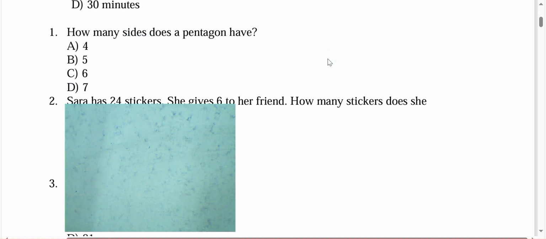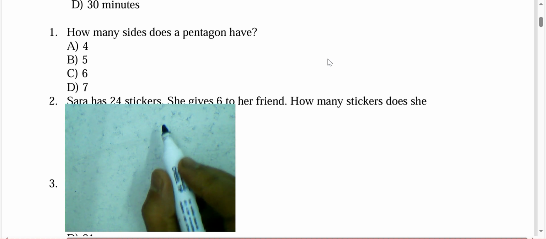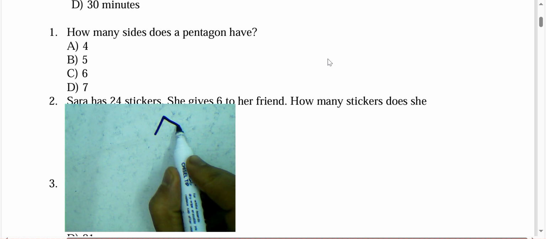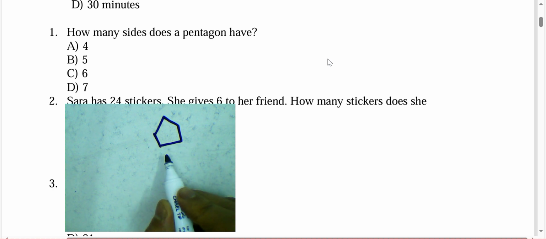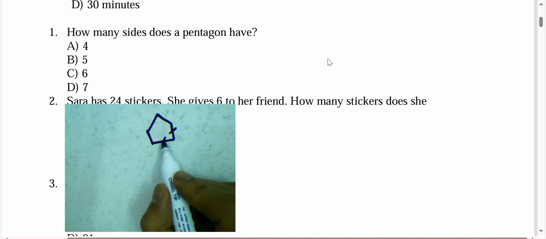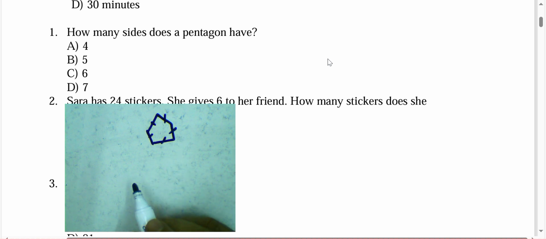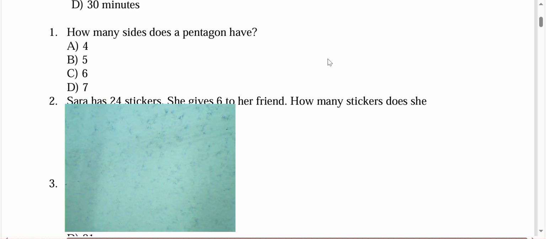How many sides does a pentagon have? We have a pentagon like this. This polygon we call a pentagon has 1, 2, 3, 4, 5 sides. The pentagon has 5 sides. Choose letter B. Okay. Next question.